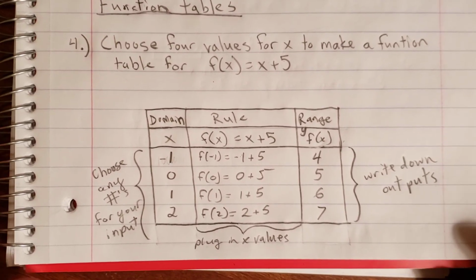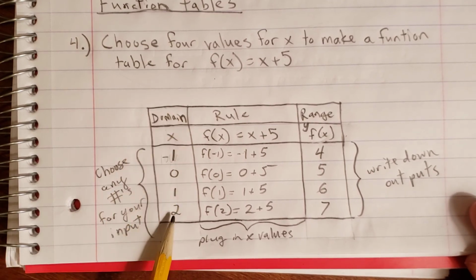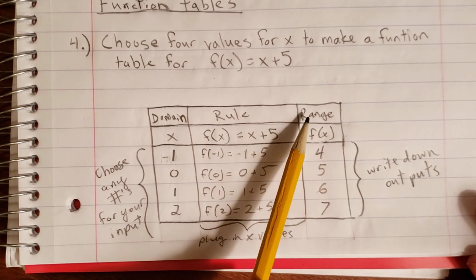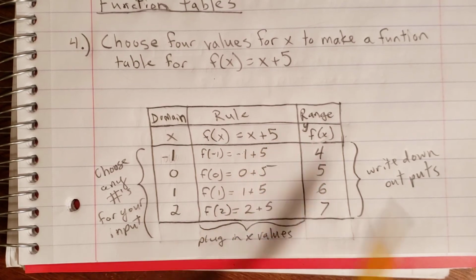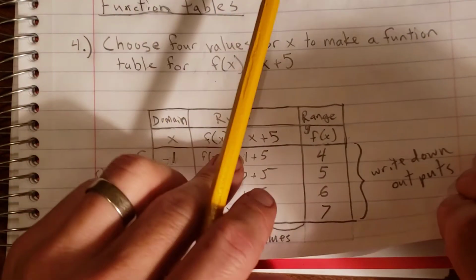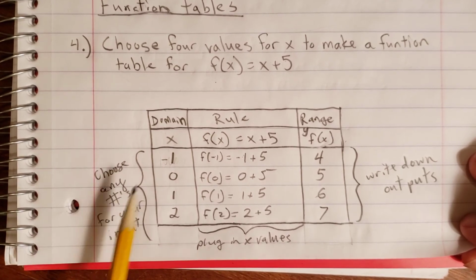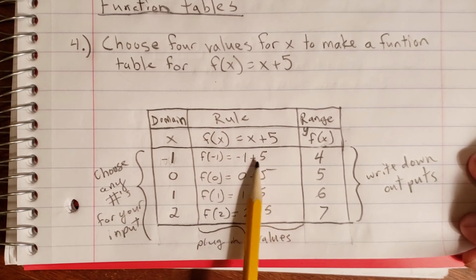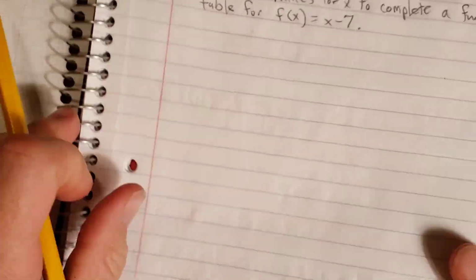That's a function table. Simple as that. We got our domain values, our input values, our x values. And we have our range values, which are our y values, our f of x values, our output values. To summarize, we choose any numbers we want for the x values. We plug those numbers into the rule, and whatever we get as our output, we write down as the range values.